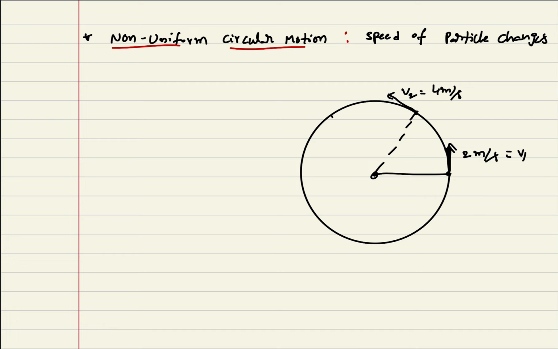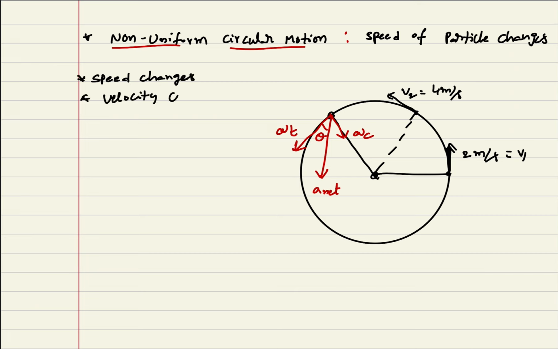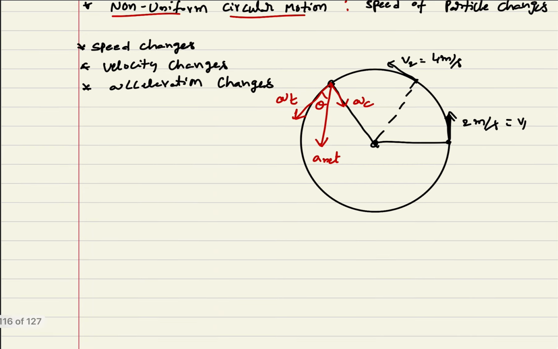In this case there will be two accelerations. One acceleration acting towards the center is centripetal. One acceleration acting tangential to the circle is called tangential acceleration. There will always be a net acceleration also. Suppose this net acceleration makes angle theta with the tangent, we can write the angle also. Here speed changes, obviously velocity changes, acceleration also changes.